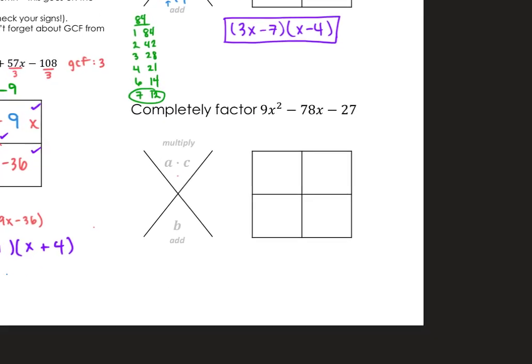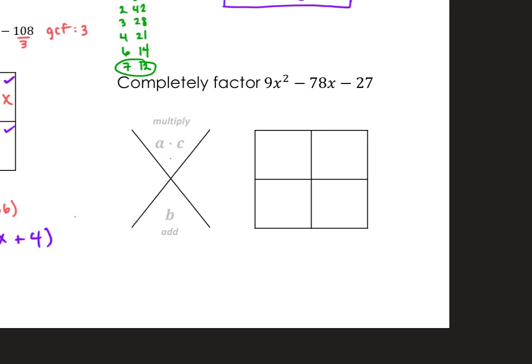All right, I'm going to go through one more example. So this is 9x squared minus 78x minus 27. First thing we're going to do is we're going to look for a GCF, and 3 is our GCF. So we're going to rewrite this by factoring out our GCF first. So we're going to divide everything by 3. We end up with 3x squared minus 26x minus 9. And since our leftover is quadratic, we're going to be able to factor that more.